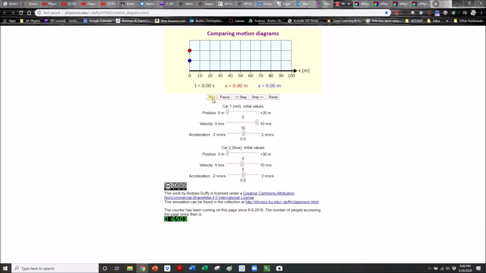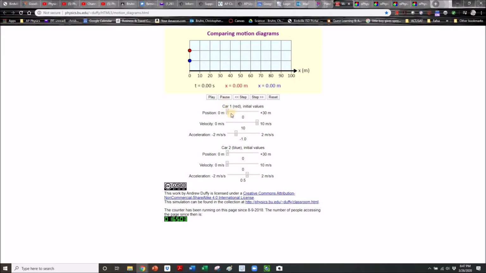A dot diagram would look something like this. We have two objects, the red one and the blue one, and the red one is obviously moving faster. How much faster? Well, we can tell that at time equals 0 they were here, and at time equals 1 the red one had moved 20 meters in 1 second. So this one's moving twice as fast as the blue one, which is only moving 10 meters per second. How can we tell they're moving the same speed? Because they have the exact same distance in between the dots.